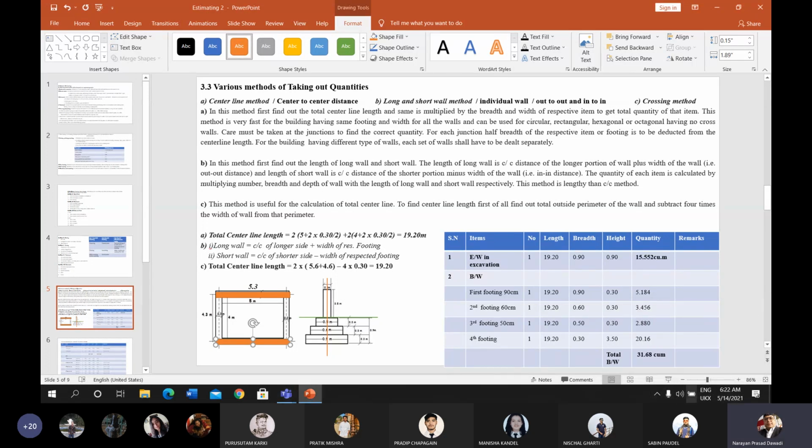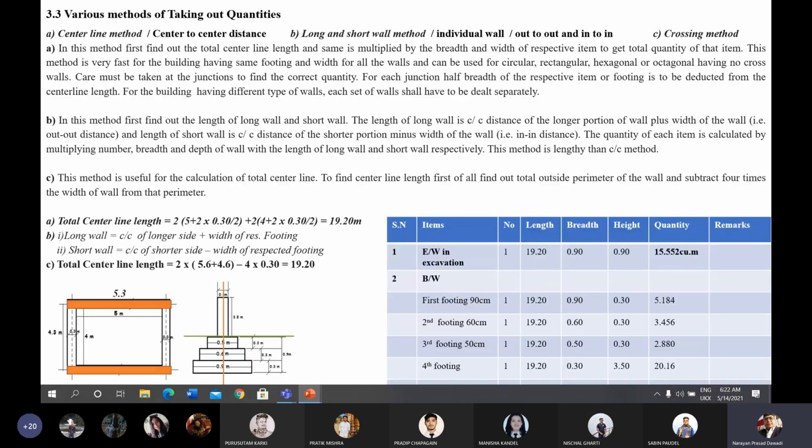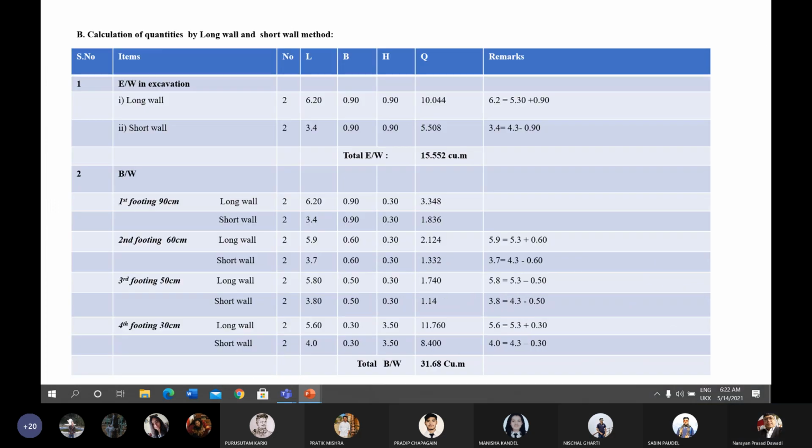Let me show you how I have calculated the item quantity by using the long wall and short wall method. Let us go forward to another slide. This is the calculation of quantities by long wall and short wall method. This is the calculation of the quantity.